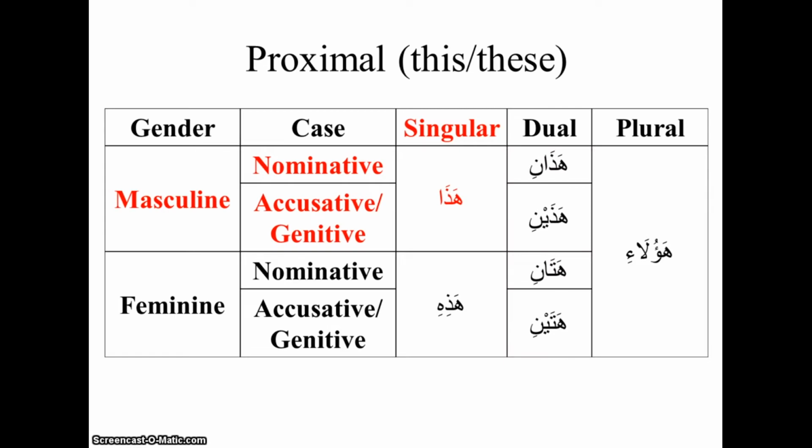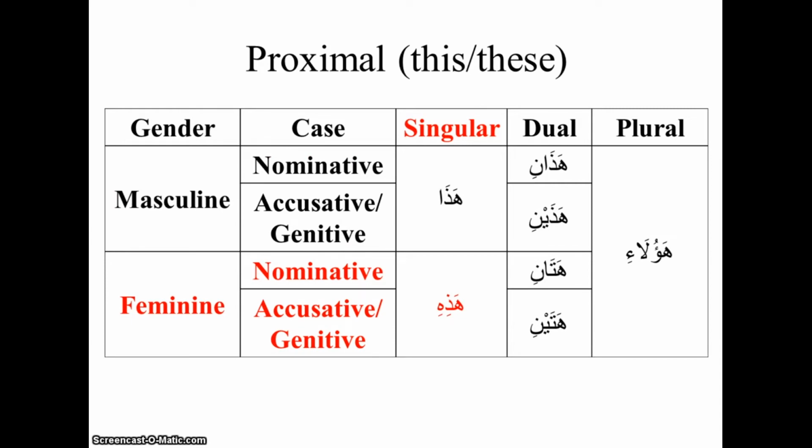The masculine singular, which does not differentiate in terms of case, is hadha. Note that the word has two alifs, as with the distal demonstrative corresponding to that, but the first is not shown in writing. All forms of hadha have an unwritten alif directly after the ha. The feminine singular, which does not differentiate in terms of case, is hadhihi.